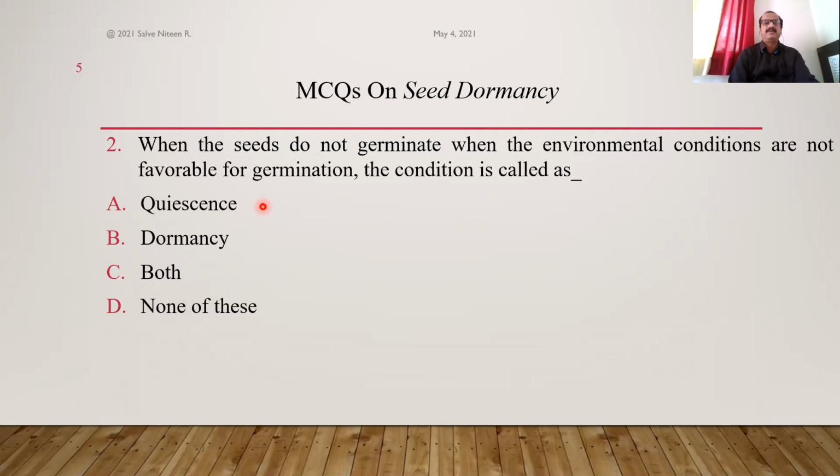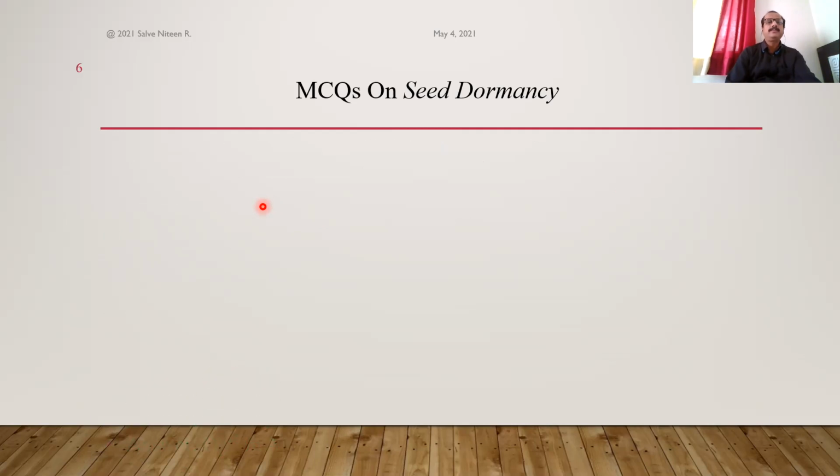In the previous question, conditions were favorable and the seeds are called dormant seeds. Here conditions are not favorable for germination and therefore seeds do not germinate, and such seeds are called quiescent seeds. This phenomenon is different from dormancy. So here the answer is A.